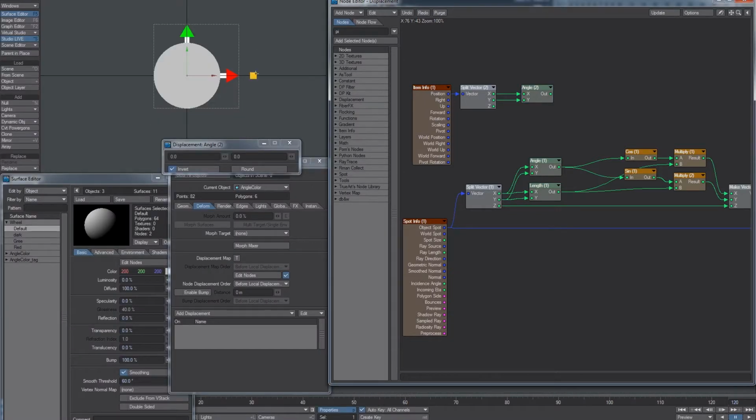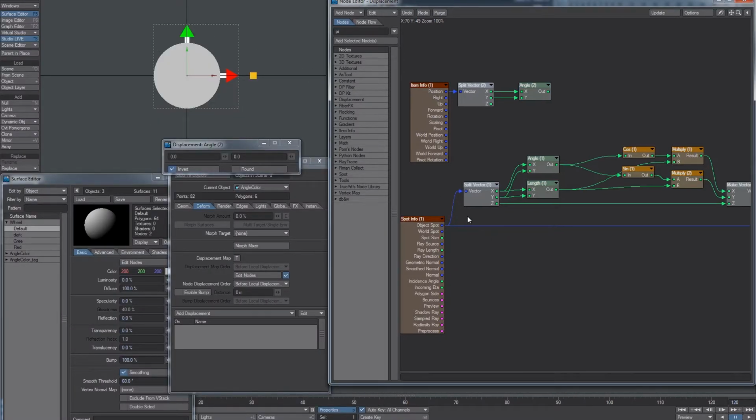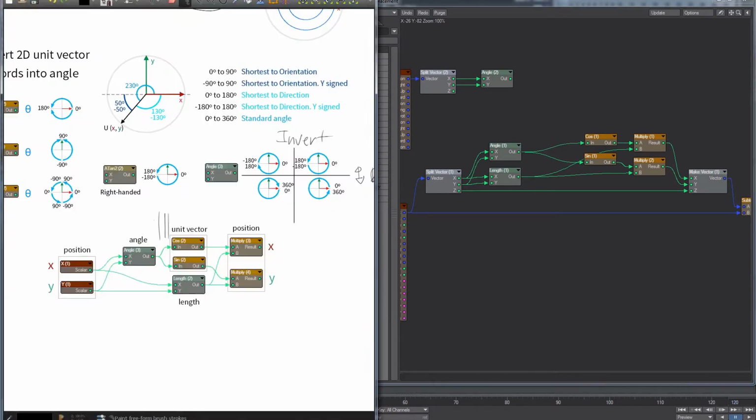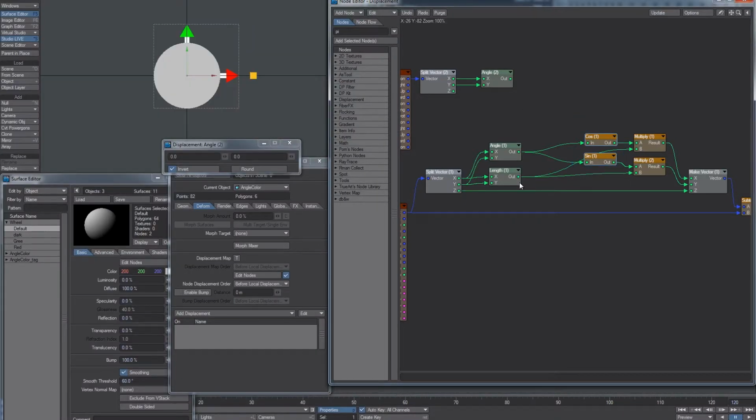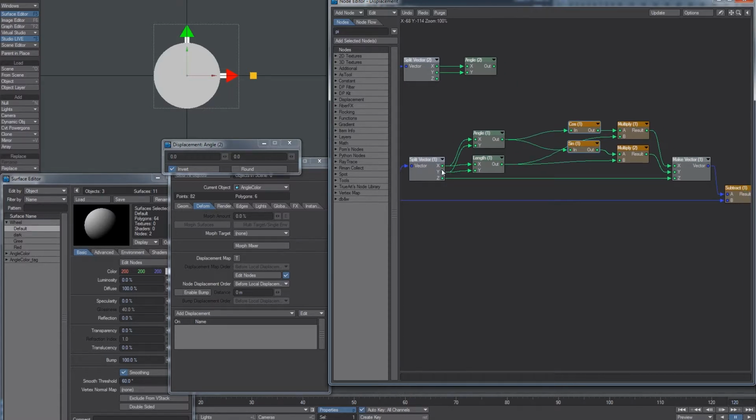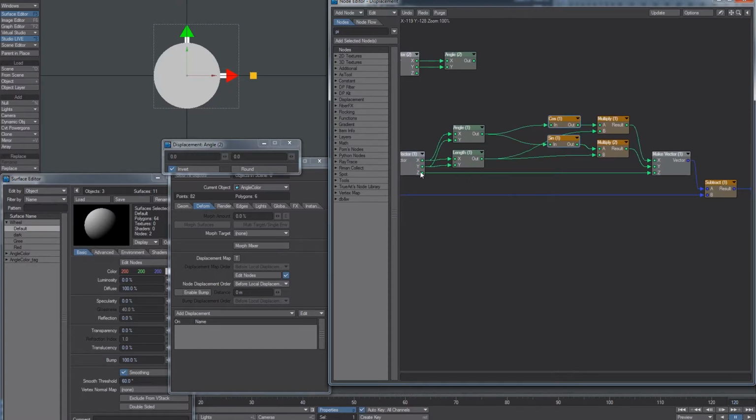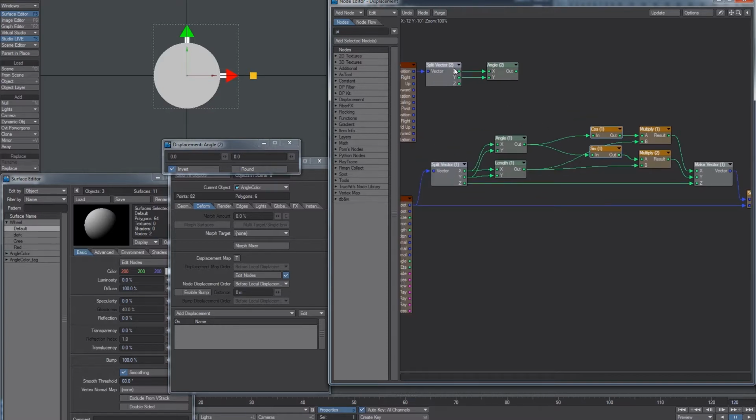So I have here this object, and I have here the same decomposition that I had here. So basically I have my position vector decomposed into angle and length, and then the angle goes into the cosine and the sine function, and I multiply that. So this gives me the unit vector, and I multiply that by the length that the vector had. So in this case, I'm just doing that for x and y, and I'm going to leave z as it was.